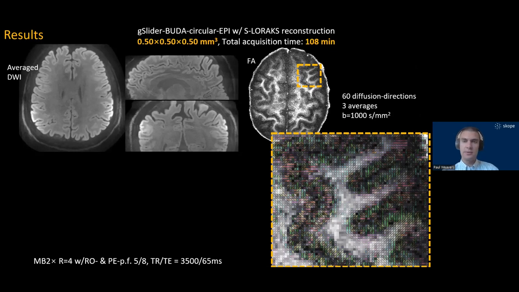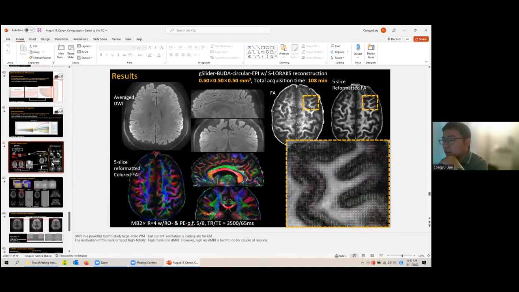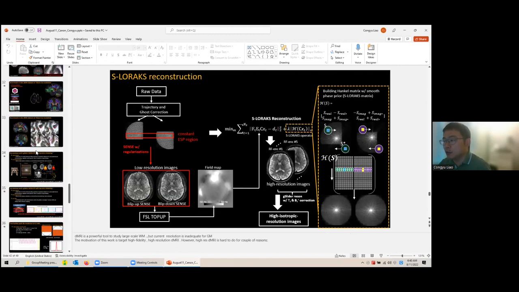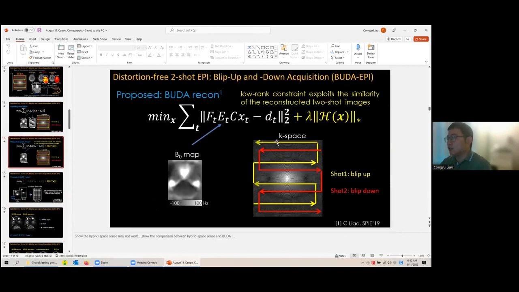The reconstruction, I think, doesn't use prior information about what the brain looks like, right? Yes, I think the reconstruction doesn't use prior information in the image space. It just uses the low rank constraint. The low rank constraint uses the similarity of the reconstructed two-shot images, which assumes that the magnitude of the two shot images are the same, but with differing smooth background phase across the two shots. So the prior information is the similarity between two shots, and then we can combine them, right?